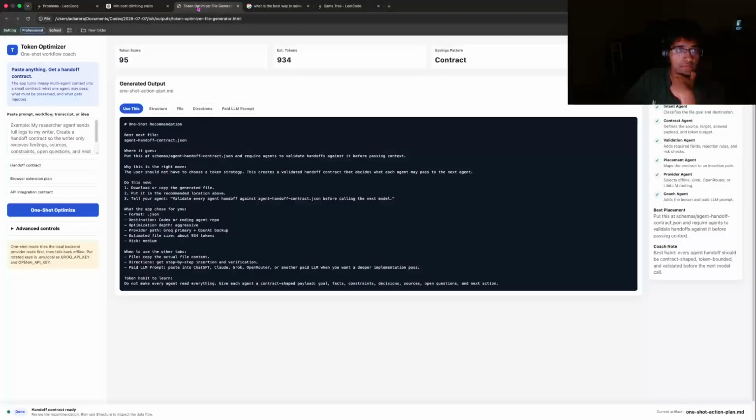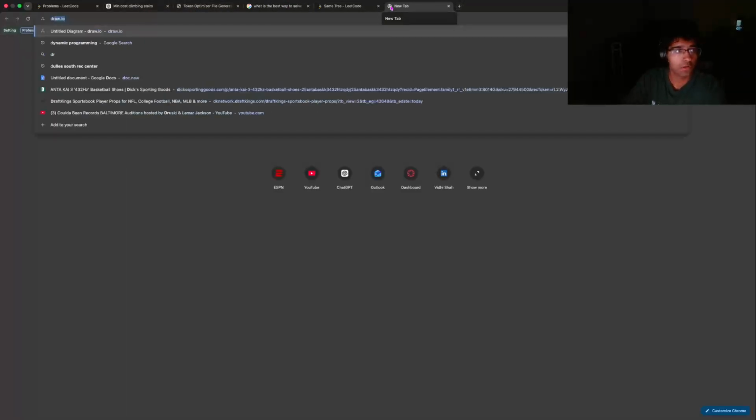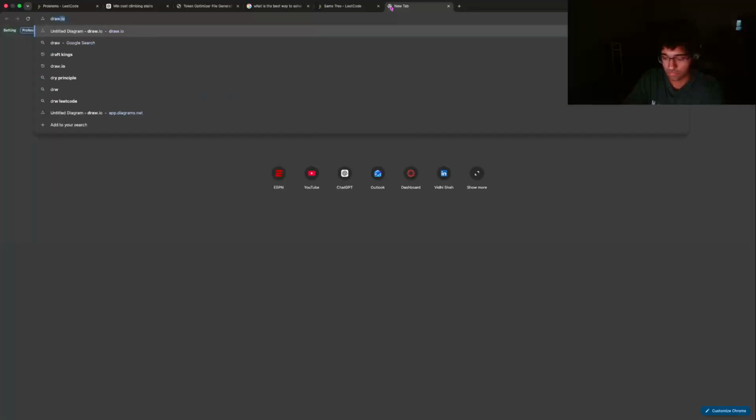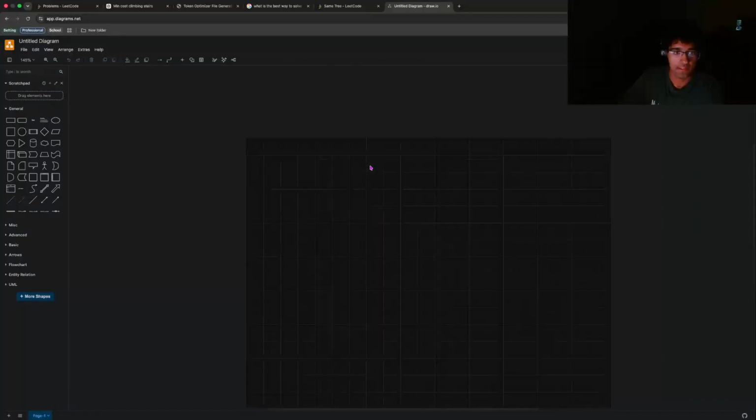Like you could have... where's draw.io? Draw.io, right? Discard, yes. You could have two trees. Why is it not zooming in? Weird.